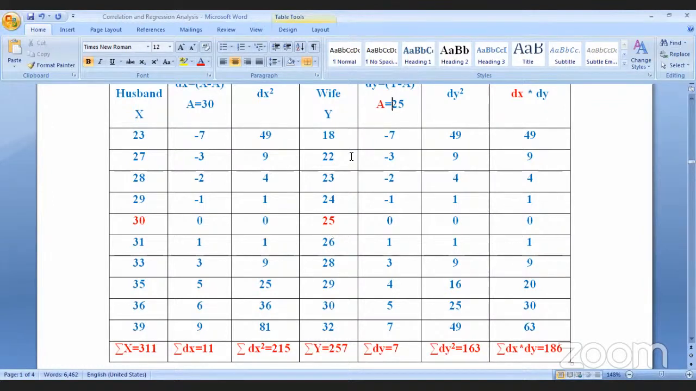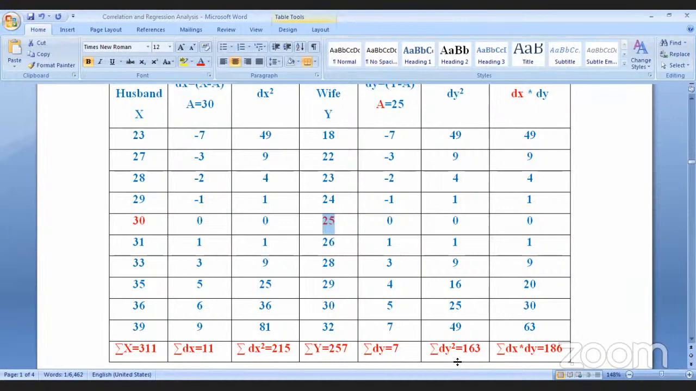So here 18 minus 25 is minus 7. 22 minus 25 is minus 3. The red line marks the assumed value you have taken. Finally sigma dy is equal to 7. Then the squares: 7 square, 3 square, 2 square, 1 square, 1 square, 3 square, 4 square, 5 square, 7 square. Sigma dy square is equal to 163.